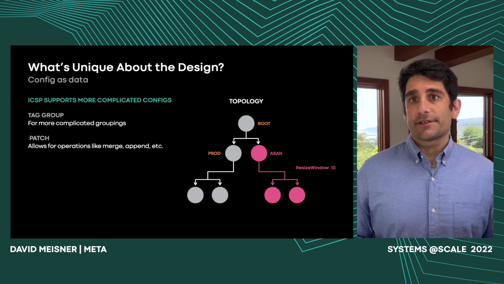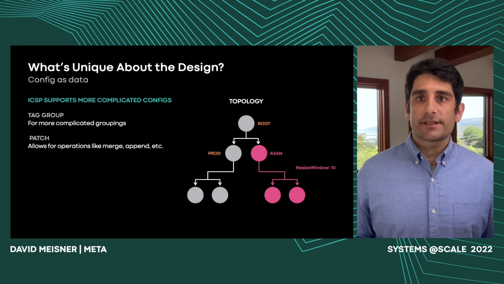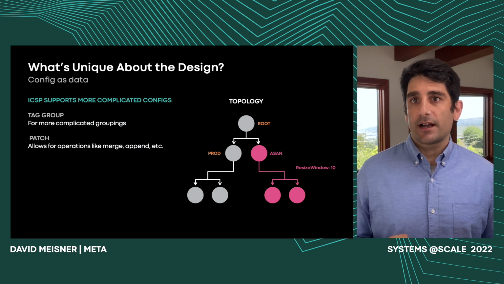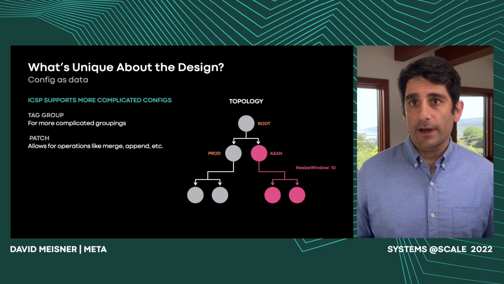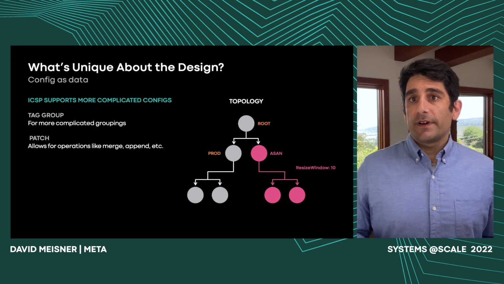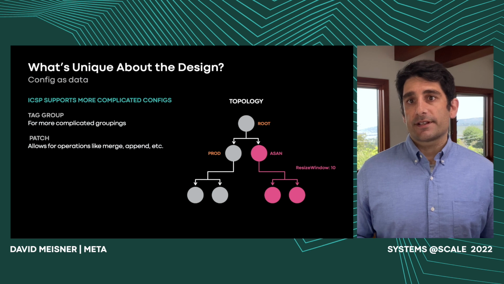ICSP's configuration system supports a number of other ways to structure your configuration as well. For example, we support tag groups, which allow more complicated groupings that don't strictly follow this hierarchical tree-like structure. And we also have patch mechanics in case you need to do things like merge, append, or other operations as well. Overall, we're providing a rich configuration system that allows the user to express configuration as data and not as code.